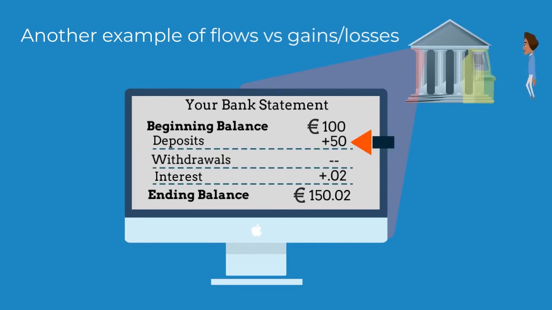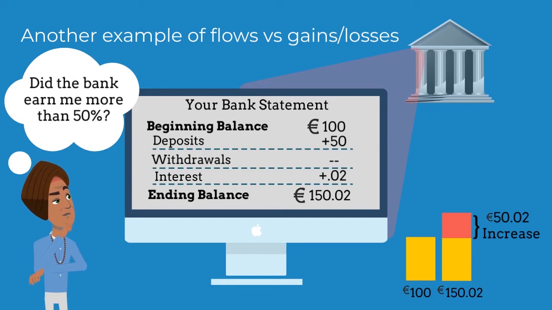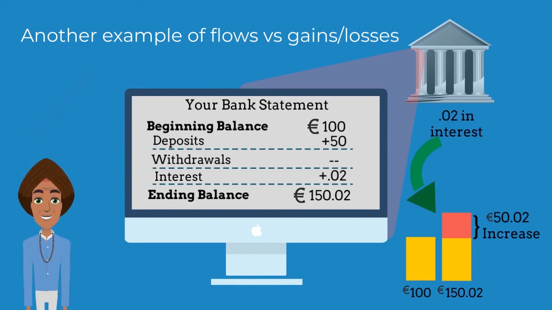During the month, you deposited 50 more euros. And then on your statement, it says you earned 2 cents in interest. Therefore, your ending balance is 150.02. Look at this. You had an increase in market value of 50.02 euros. Does that mean that the bank earned you more than 50%? No, the bank gave you 2 cents on your money.